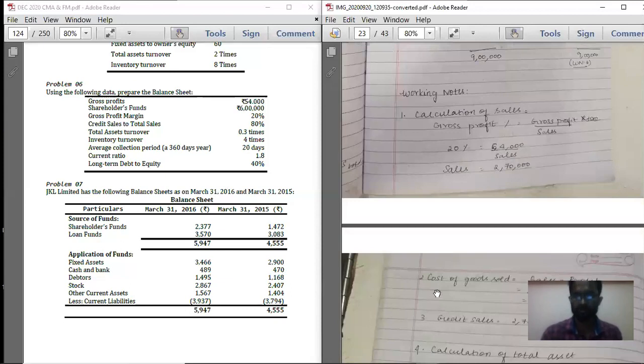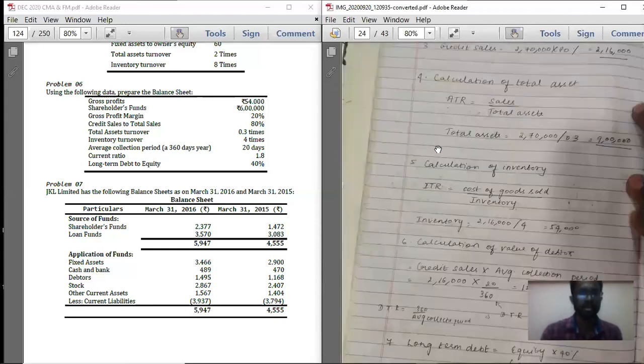So we have calculated total assets. And next they have given inventory turnover, that is 4 times. What is the formula for inventory turnover? Cost of goods sold divided by average inventory. So inventory turnover we know is 4 times, and cost of goods sold we know is 2,16,000. With this we can find average inventory.